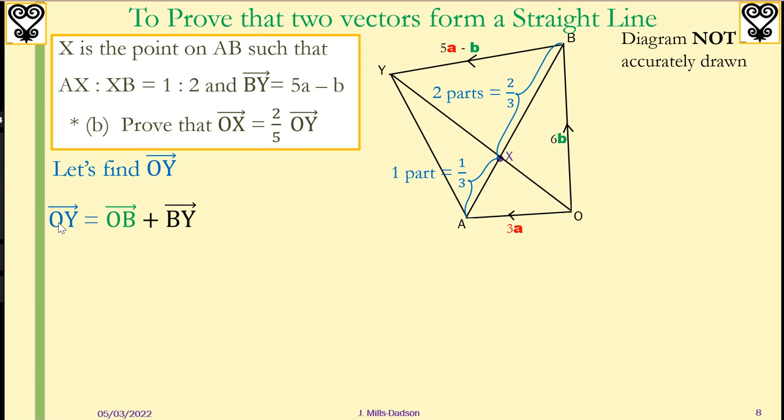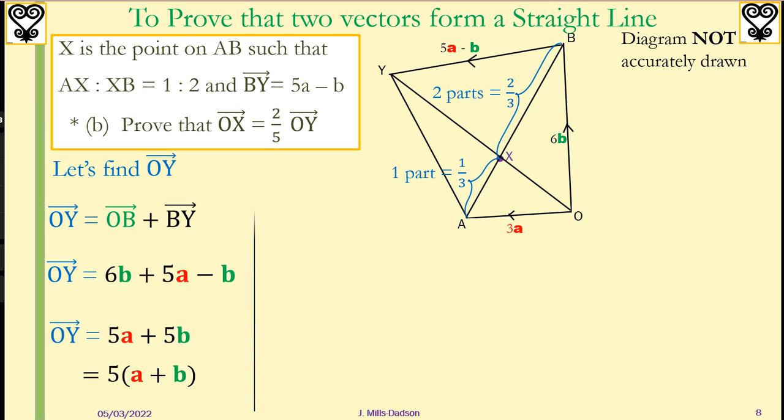So vector OY is OB plus vector BY. Vector OB is along the direction. Vector BY is also along the direction, so nothing changes. We write what we have and we simplify. So this is what we have for vector OY. It is 5 into bracket A plus B.